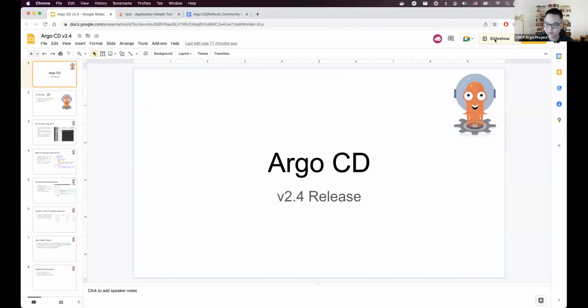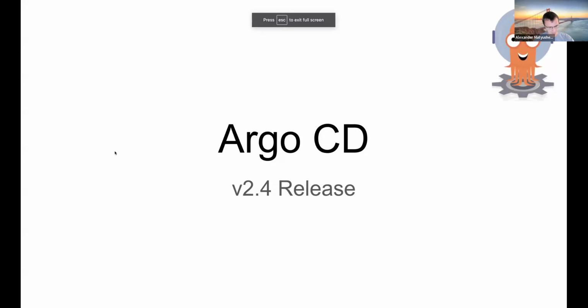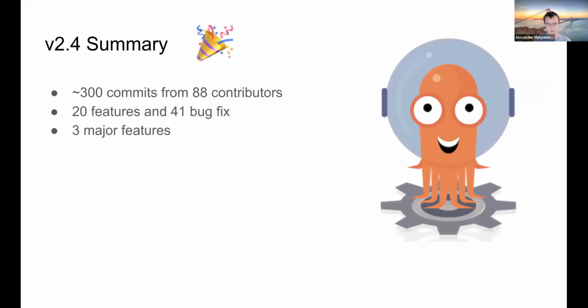Awesome, thank you. All right, so as you know, we are trying to release Argo CD every 3 months, and it's been around 3 months since we released the 2.3 release. So it's just the right time to release the next one. I want to start by giving you a short summary of the number of changes that we developed. We've got around 300 commits from 88 contributors, and we are very consistent. We get around that number of commits every release. I want to say thank you to everyone who contributed and helped to get us to this point and develop that release.